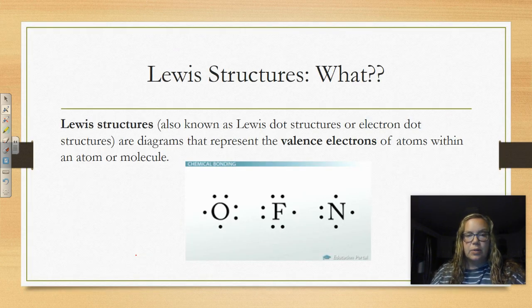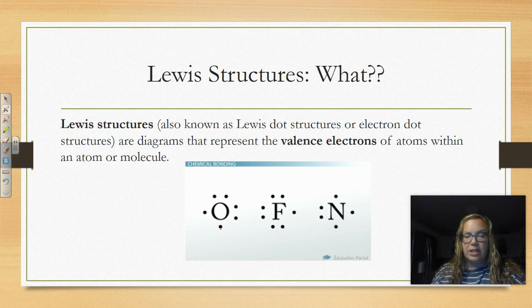First of all, what is a Lewis structure? It's also known as a Lewis dot structure or electron dot structures. And they're diagrams that represent the valence electrons of atoms within an atom or molecule. And so you'll notice here some examples.